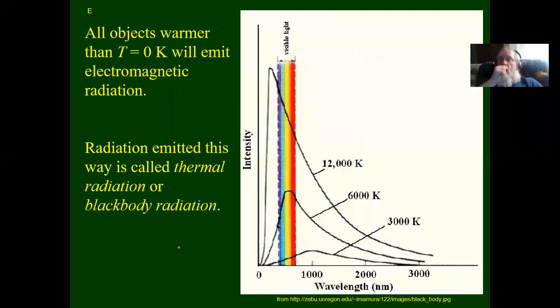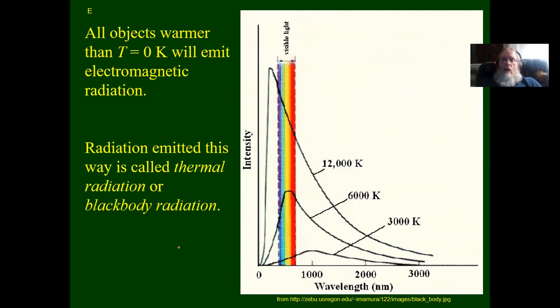All right, well, if you imagine an idealized object that absorbs perfectly across the entire spectrum, doesn't reflect anything, then all of the radiation we see coming from it would be thermal radiation. And that's why the term black body radiation is also used here.